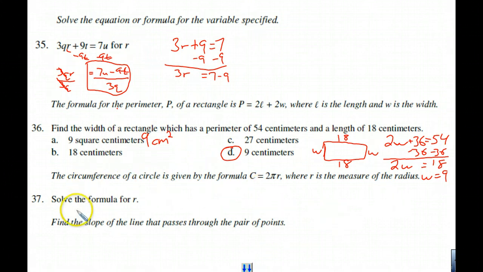Okay, number, see here, 37. Solve the formula for r. Okay, so let's solve this for r right here. So circumference equals 2 pi times r, and if we just treat the 2 and the pi as the same thing, we'll divide both sides by 2 pi. That cancels out, so we'll have circumference divided by 2 pi equals r.